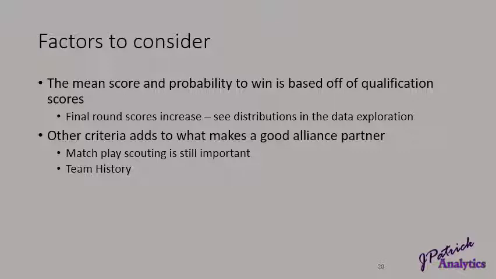Factors to be considered. The mean qualifying score is used to make the recommendation. Scores in final rounds are always higher. There's another criteria that makes good alliance partners. How well did the team play the game? Do they have a capability that is better than yours? Was their robot reliable? How accurate was their robot with the game elements, and what is our history with that team?